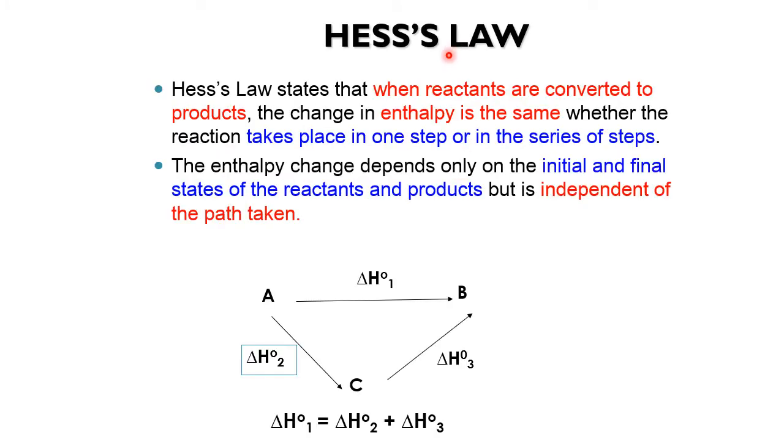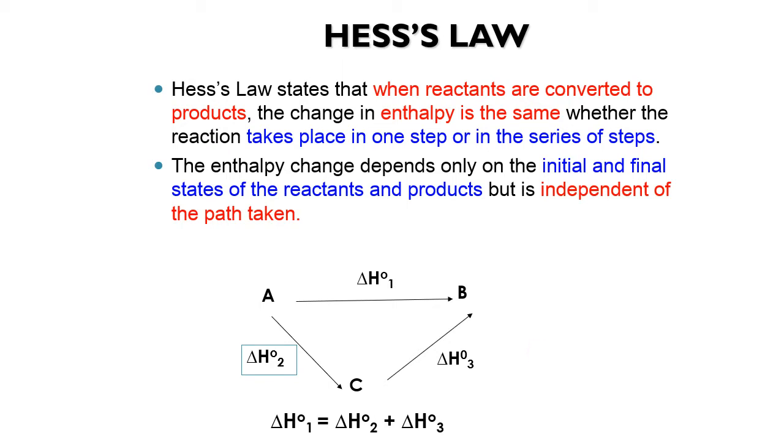First of all, we must know Hess's law states that when reactants are converted to products, the change in enthalpy is the same, whether the reaction takes place in one step or in a series of steps. The enthalpy change depends only on the initial and final state of the reactants and products, but is independent of the path taken. A very important concept here is the vector concept.